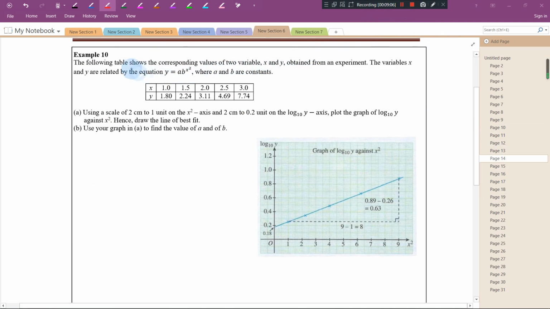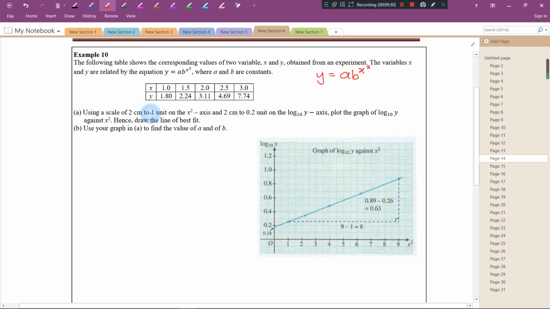Okay, let's look at these questions. The following table shows the corresponding values of two variables x and y obtained from an experiment. The variables x and y are related by this equation: y equal to ab power x squared, where a and b are constants.